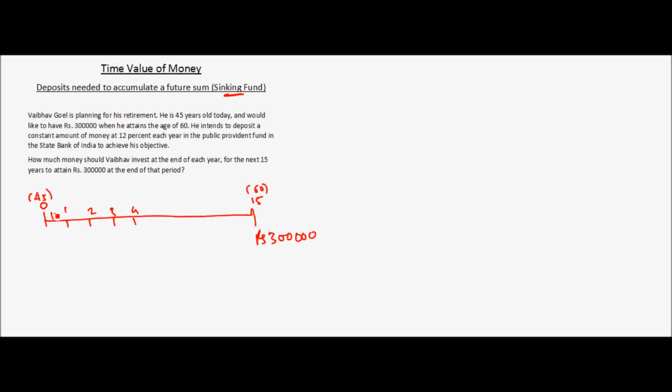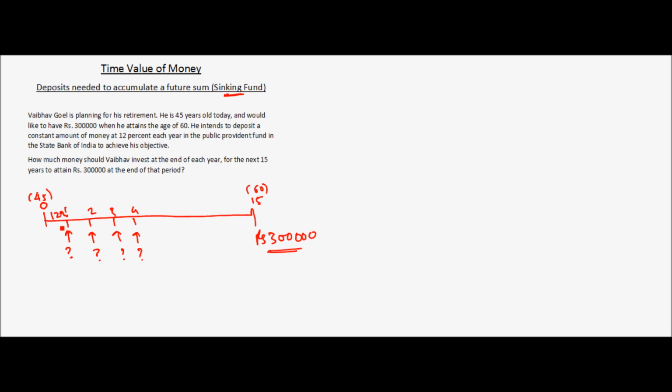The rate of interest he is going to get is 12%. Also, he wants to make the deposits at the end of each of the years of an equal amount. So he wants to find out what should be that amount that he should deposit so that he can get 300,000 rupees at the end of 15 years, or when he is 60 years old. So this is a typical case of sinking fund where we know what our goal or future value is, and we want to find out the annuity amount.